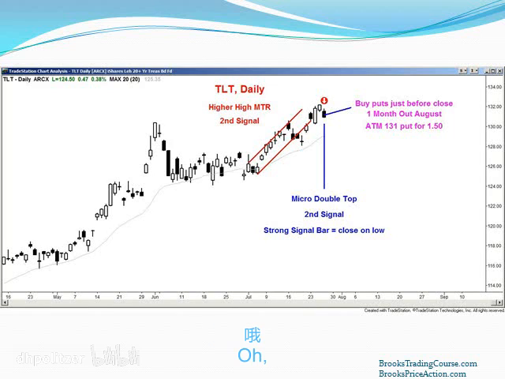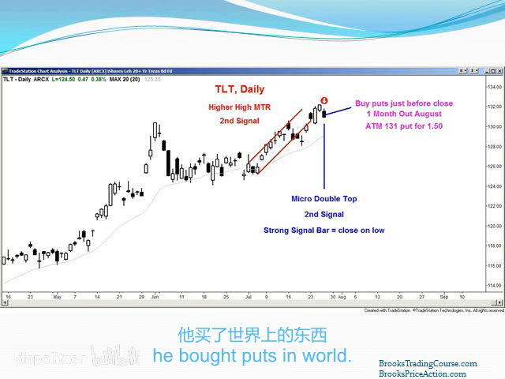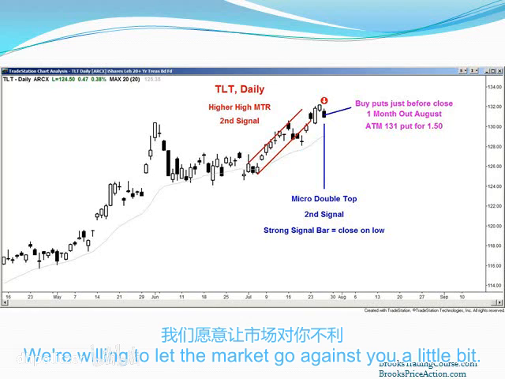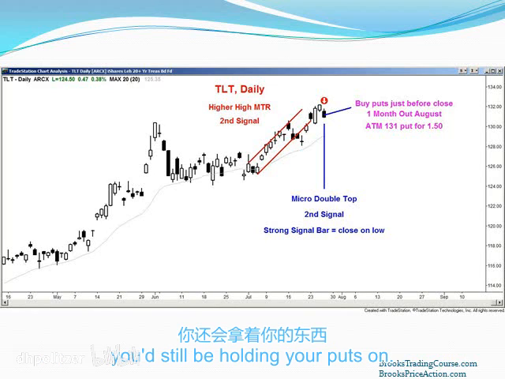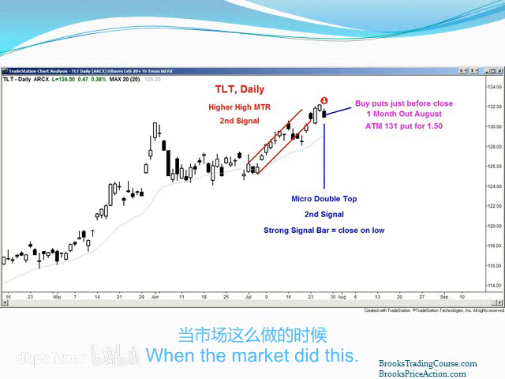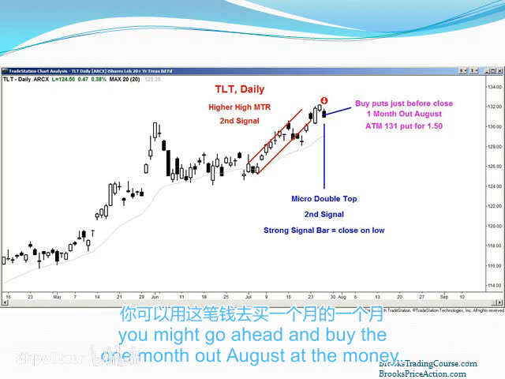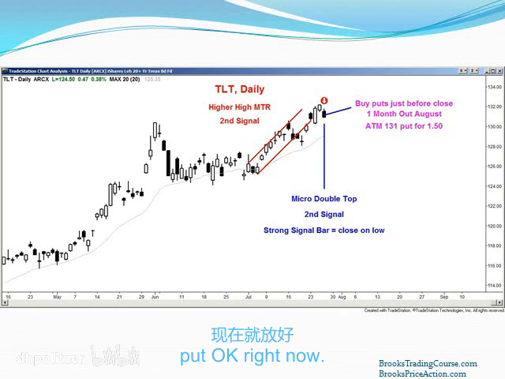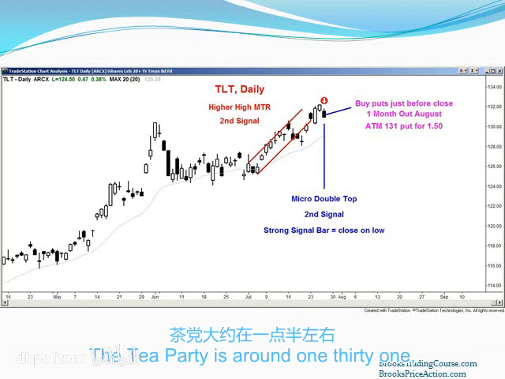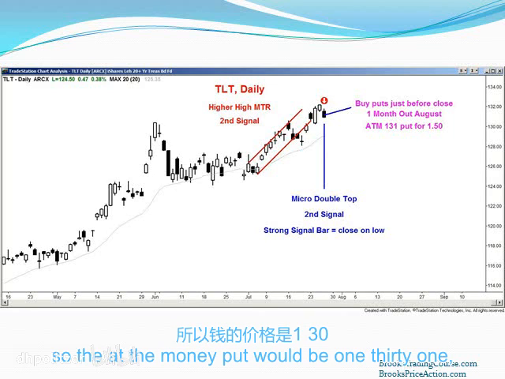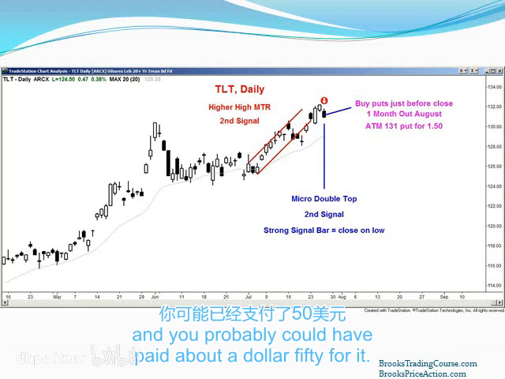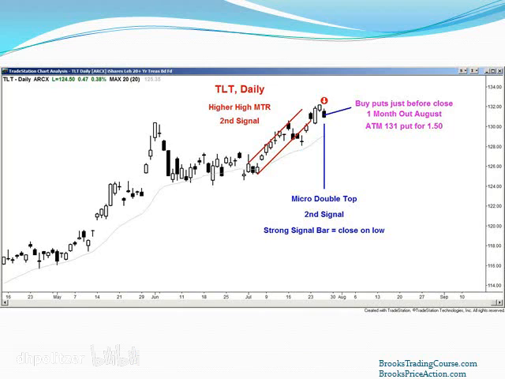Okay, let's say you bought puts and were willing to let the market go against you a little bit. You'd still be holding your puts when the market did this. If you did not buy puts and you were waiting for a second signal and you saw the market fall below that bar and then had a strong bear close, you might go ahead and buy the 1 month out August at the money put. Okay, right now the TLT is around 131, so the at the money put would be 131, and you probably could have paid about $1.50 for it.